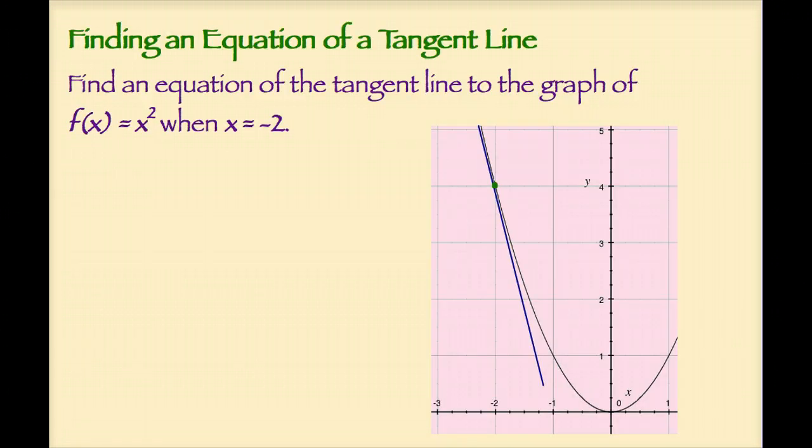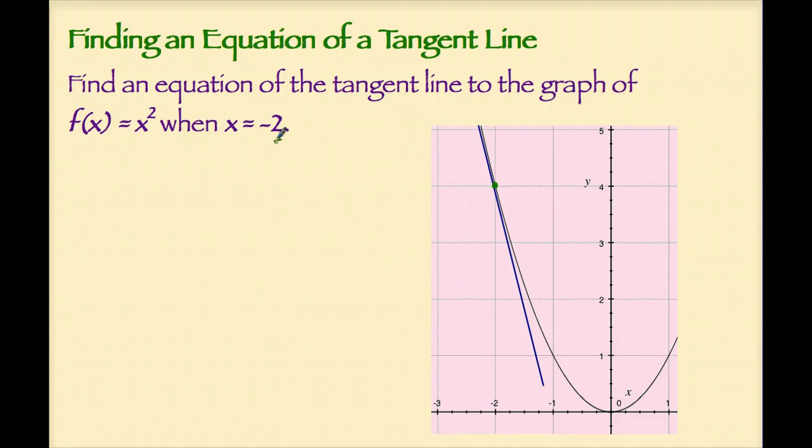In this example, we're going to find an equation of the tangent line to the graph of f of x equals x squared when x equals negative 2. Whenever we write an equation of a line, we need two things. We need a point, an ordered pair, and we need a slope. We're going to easily be able to get the point.